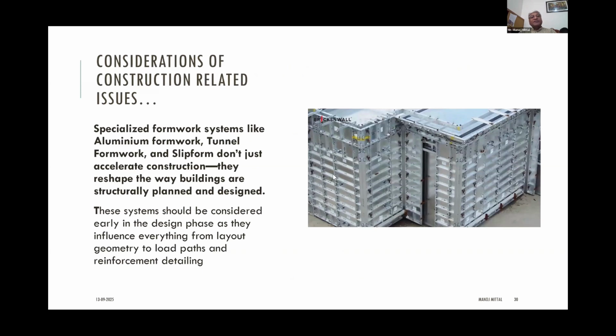Then another important aspect is the kind of formwork we are considering. Specialized formwork like aluminum formwork, tunnel formwork and slab form don't just accelerate construction. They reshape the way buildings are structurally planned under design. So the kind of formwork we intend to use, or the builder or the owner intends to use, we need to consider in our planning stage. This system should be considered early in the design phase, as it influences everything from layout geometry to load paths and reinforcement detailing.